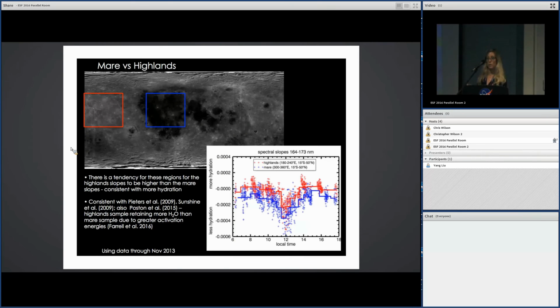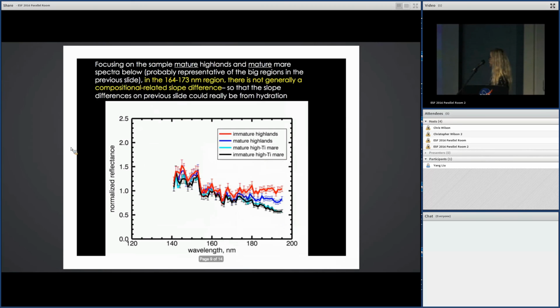And this we think could be consistent with M cubed, et cetera, results that found, I believe, greater hydration levels in highlands versus mare regions. Also, some lab results with Apollo samples of a highlands sample versus a mare sample have shown that, and these are from Poston et al., have shown that highland samples and anorthositic material seem to be more able to get hydrated and stay hydrated than basaltic mare material. So this seems consistent with the results that LAMP is getting.